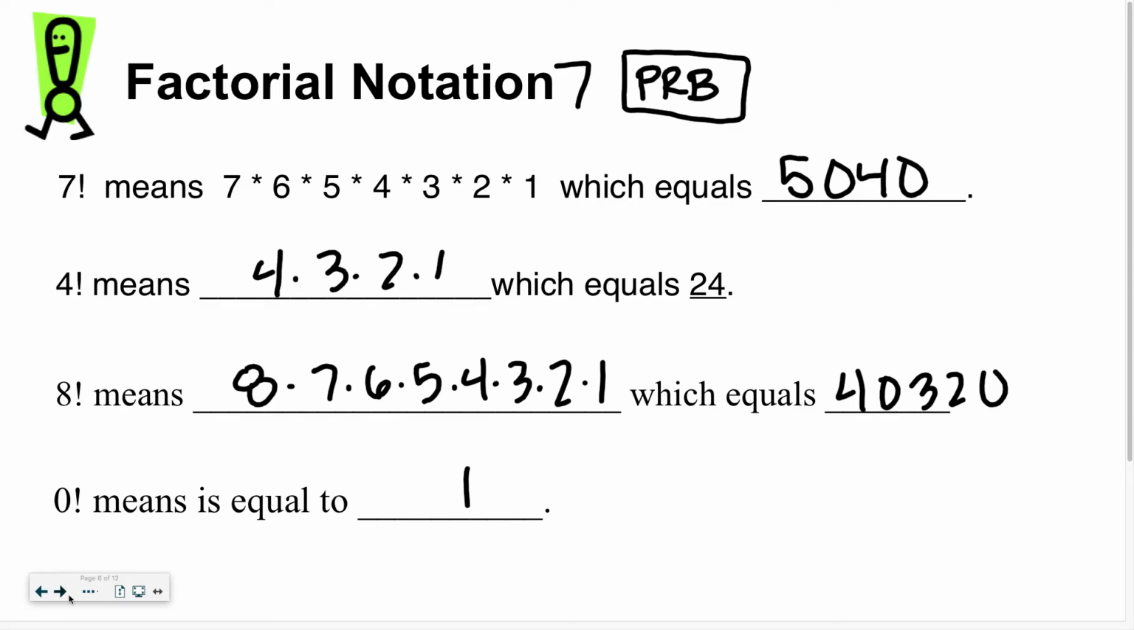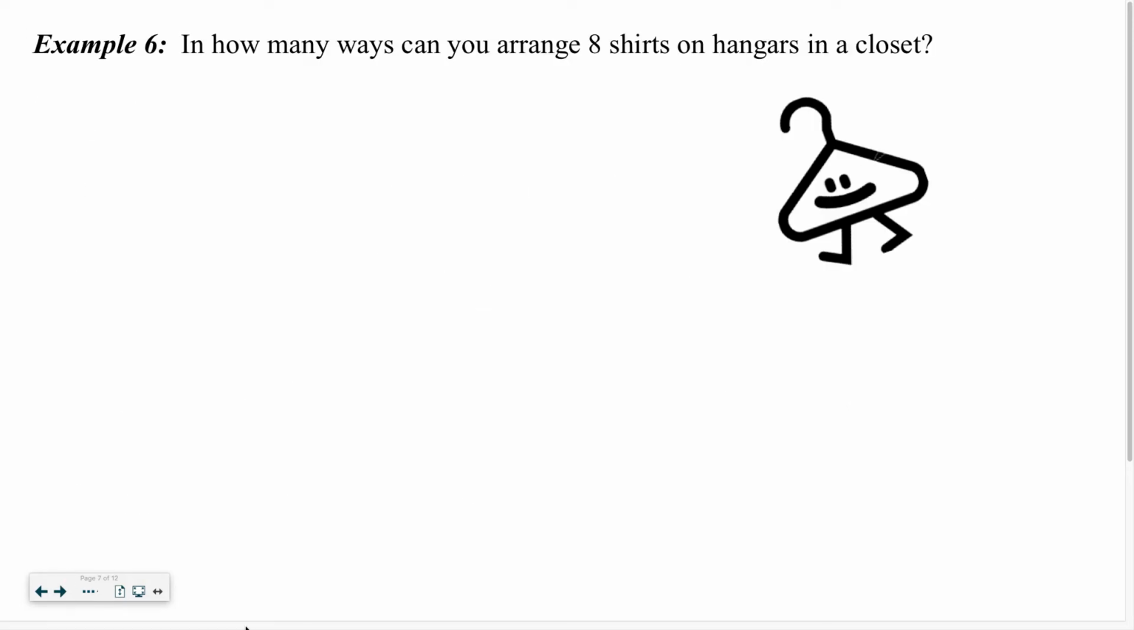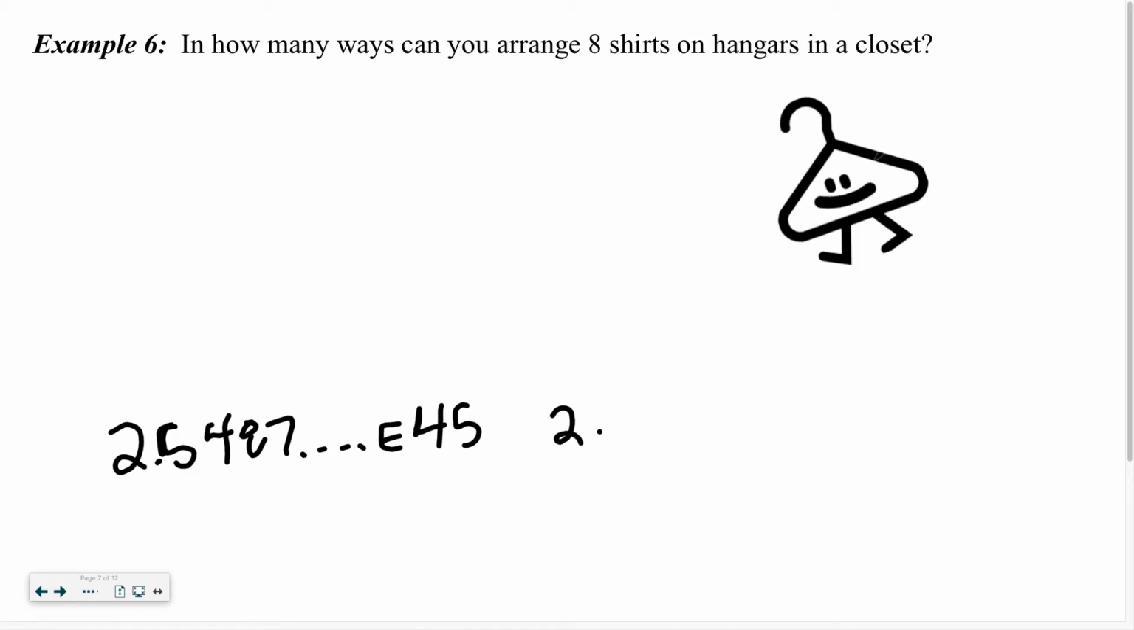What's the meaning of this E and then a number? Oh, that's scientific notation. When your calculator says something like 2.5 E, it would have a whole bunch of digits, wouldn't it? I'll just make some up. If it says 2.5487 blah blah blah and then E to the 45, that's really saying 2.5 times 10 to the 45th. So you'd move your decimal 45 places.